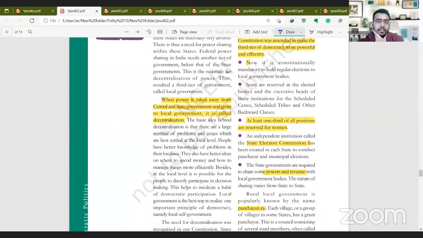When power is taken away from the center and state, remember this definition. When power is taken away from the center and state and given to the local government, it's called decentralization. A special form of federalism is decentralization, where power is taken from both center and state. दोनों से power लेके और local government यानी पंचायती राज को दे देना, इसको decentralization बोलते हैं.